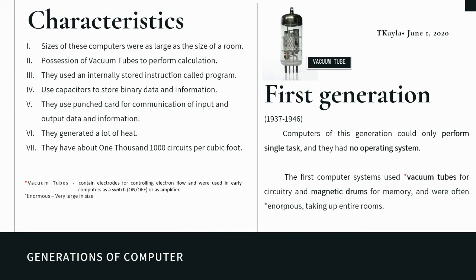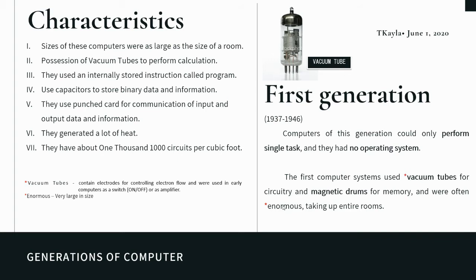1. Sizes of these computers were as large as the size of a room. 2. Possession of vacuum tubes to perform calculation. 3. They used an internally stored instruction called a program. 4. Use capacitors to store binary data and information. 5. They used punch cards for communication of input and output data and information. 6. They generated a lot of heat. 7. They have about 1,000 circuits per cubic foot.